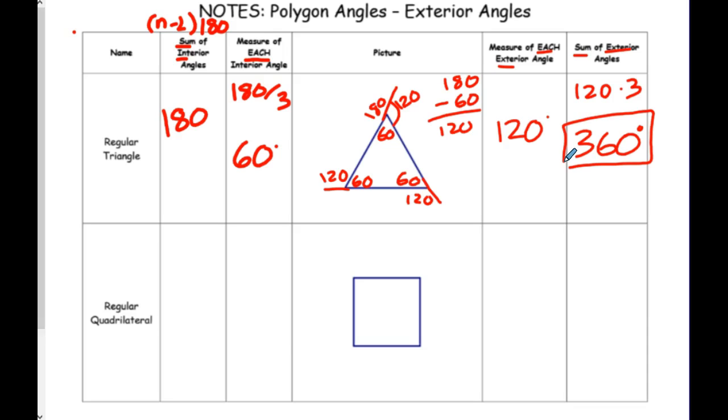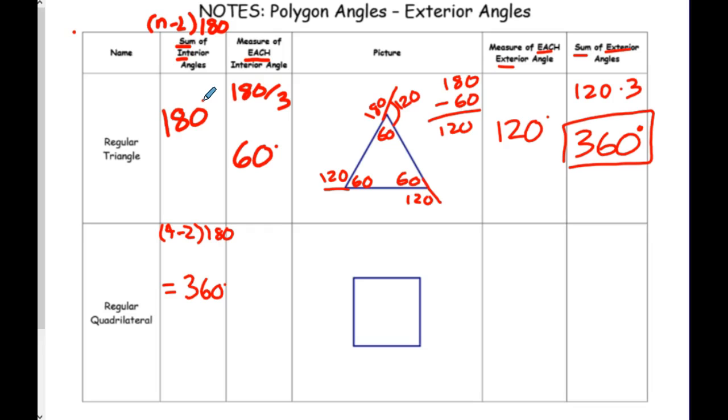Now, the picture is of a square, but how do we find the sum of the interior? We do what formula? Times 180, yeah. So 4 minus 2 times 180, that's a minus sign. Okay, you should get 360, okay? So I'm doing that math mentally. You need to be here for the notes.